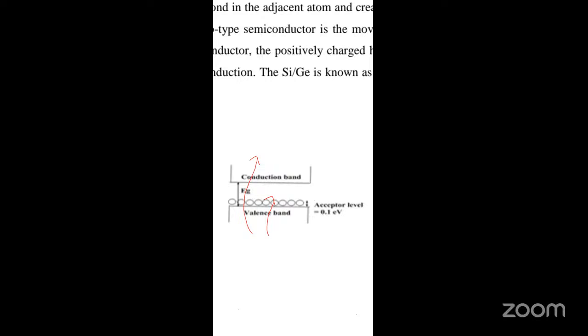If fifth group elements replace silicon atoms, we get N type semiconductors. If third group elements replace silicon, we get holes as a result. Therefore, that is called positive, meaning P type semiconductors. In both cases, P type and N type semiconductors, the conductivity increases. Hence, in semiconductors, with the help of dopants, particularly in extrinsic semiconductors, the conductivity increases.